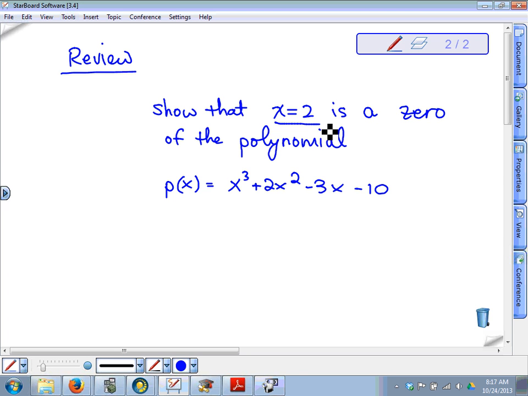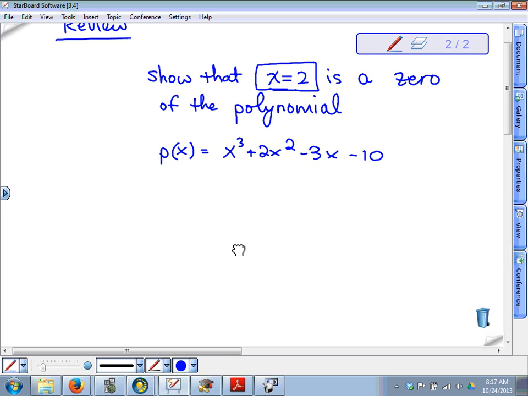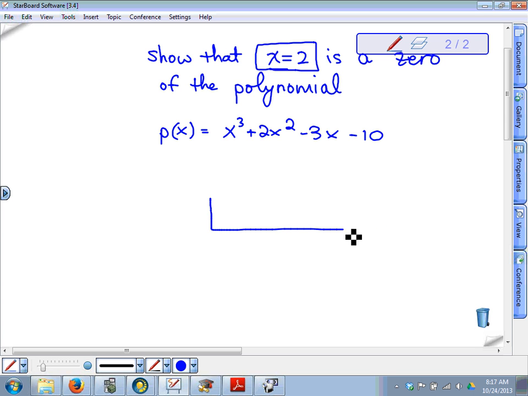So to show that a number is a zero of the polynomial, you have to do synthetic division. And what is it we're looking for with synthetic division? Remainder of zero. Exactly. So we need to do synthetic division on the number 2. We're performing synthetic division using the number 2.